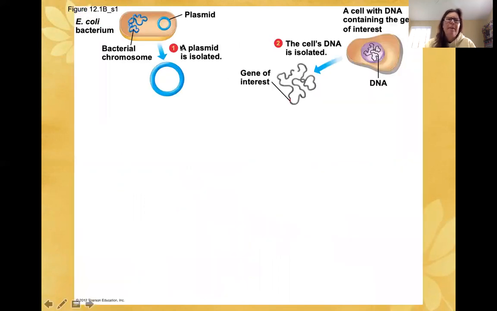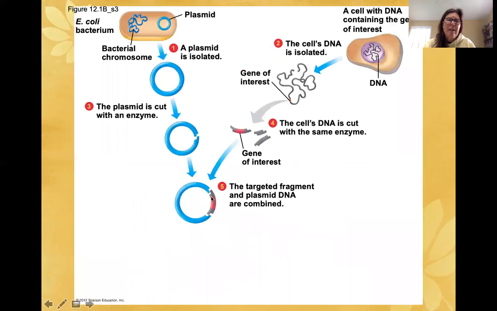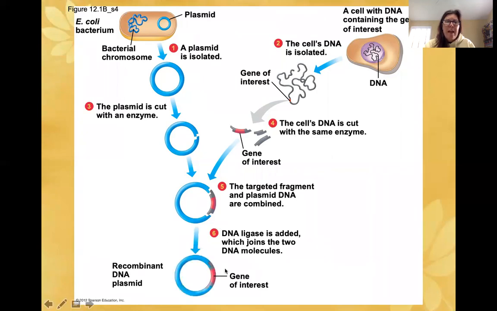So here is a bigger picture of that. Here's our plasmid. Here's the gene of interest that we want right here. We're going to cut them out using restriction enzymes. Restriction enzymes basically find sequences in DNA and cut it. We will insert it inside the plasmid, and then we're going to use DNA ligase, which we saw when we attach our Okazaki fragments together when we replicate DNA. So we can use that to recombine this DNA. And now we have our recombinant DNA plasmid.